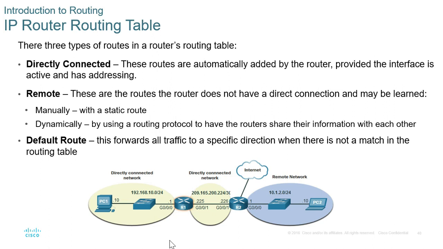Type yang kedua adalah remote. Remote networks adalah network yang bukan directly connected kepada router 1. Contohnya network 10.1.2 ni, it's connected to router 2 but not connected to router 1. Okay, so cara untuk router 1 tahu macam mana nak forward ke network ini adalah sama ada dengan administrator configure a static route, ataupun dia akan pelajari route ini menggunakan dynamic routing.